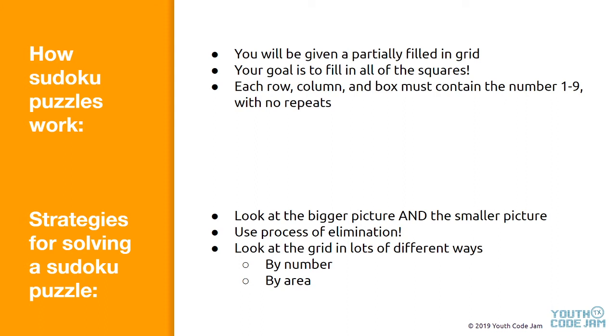And here are some strategies for solving a Sudoku puzzle. Look at the bigger picture and the smaller picture. So you'll be going back and forth a lot between the whole grid and little sections of the grid. We'll use process of elimination, which might take a lot of patience, but I believe that you can do it. And finally, we'll look at the grid in lots of different ways. So 2 strategies that I use to solve a Sudoku puzzle are looking by number and by area, and those will make more sense as we go along.